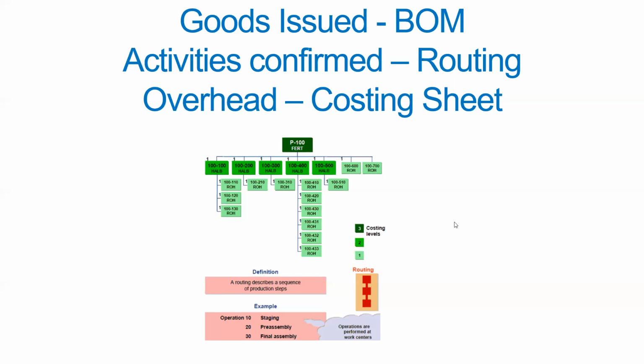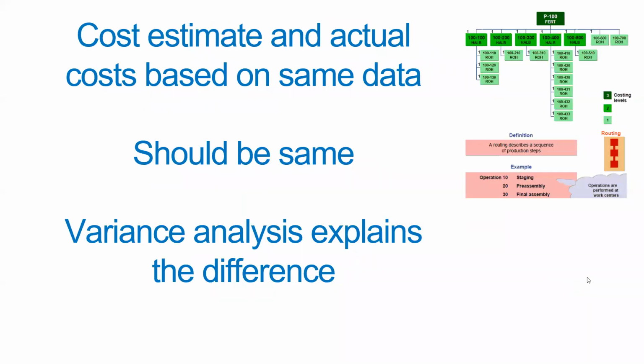So that's it. We've talked about the planned costs and the actual costs. We just discussed that the cost estimate and the actual costs, which came from the master data copied to the production order, should be the same. And variance analysis explains the difference. If there is a difference, and there will generally always be a difference, that's what we're talking about today. Any questions on any of that?